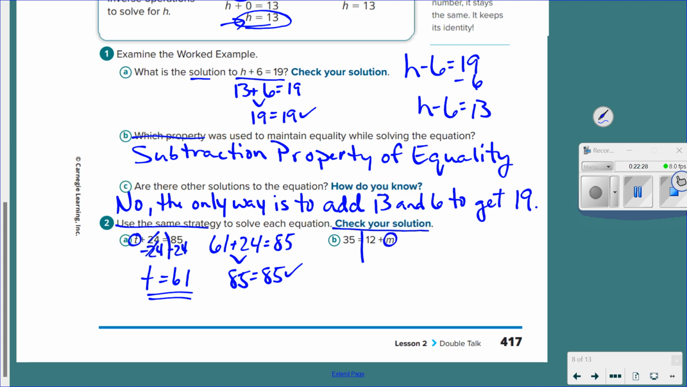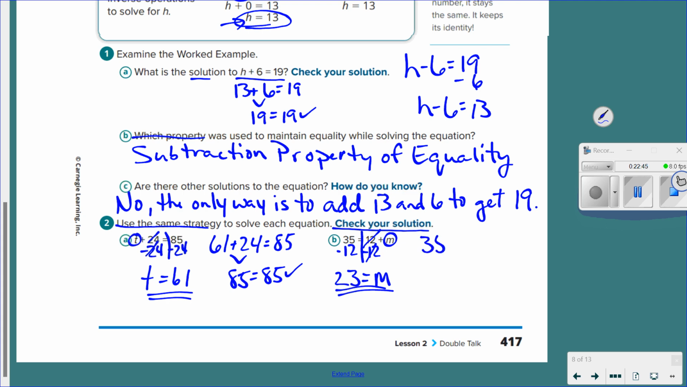And instead of adding 12, I'm going to subtract 12. So if I do it to one side, I have to do it to both. 12 minus 12 is 0, so I just have my variable left here. 5 minus 2 is 3. 3 minus 1 is 2. So my equation solution is f equals 23.